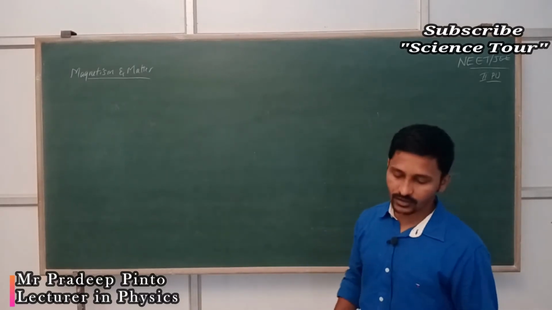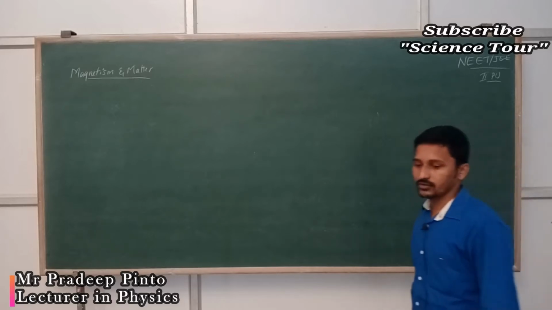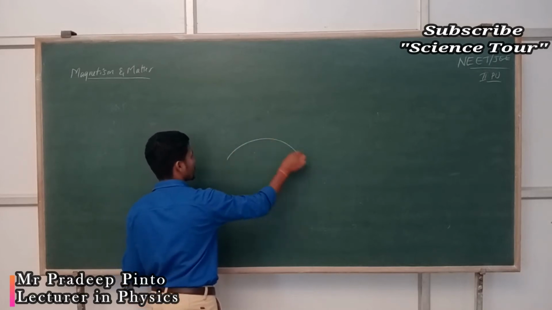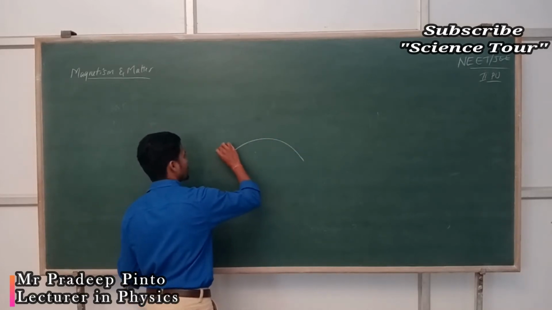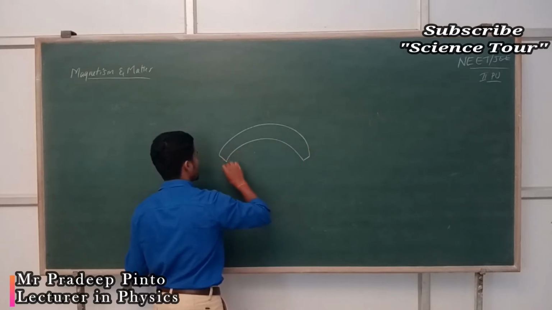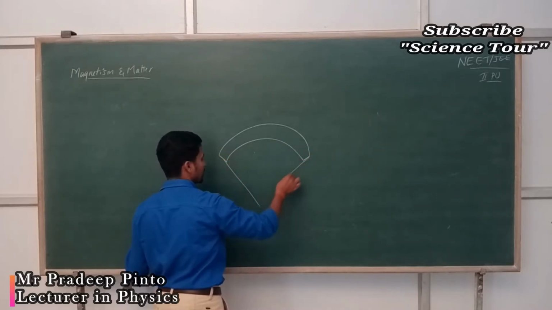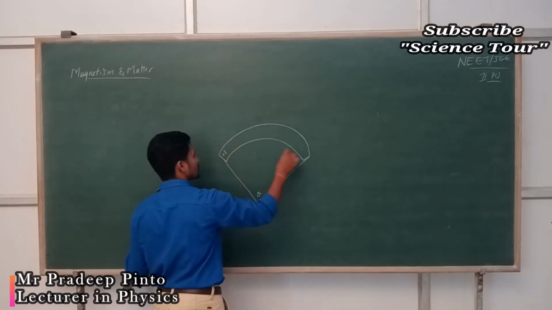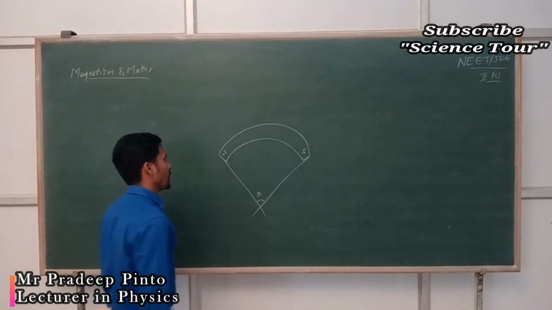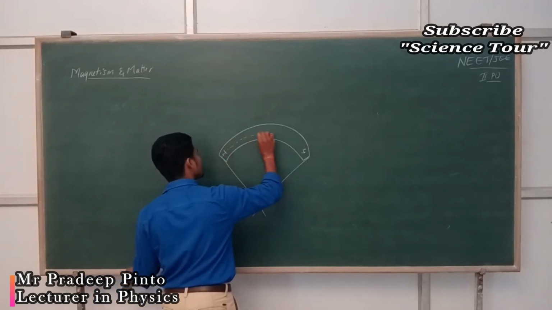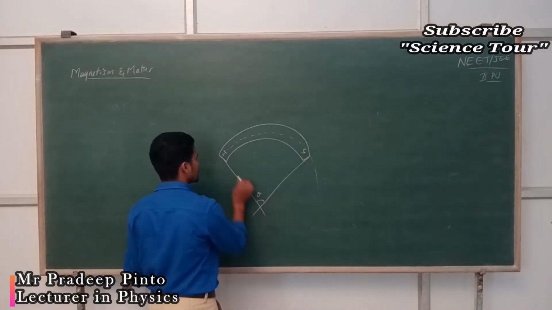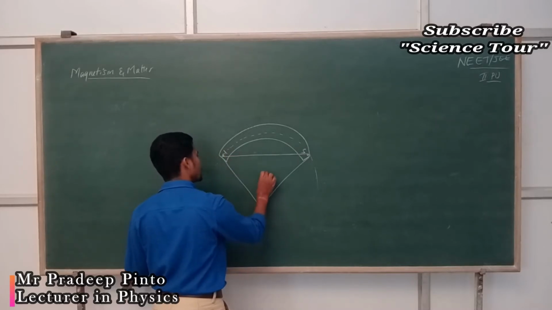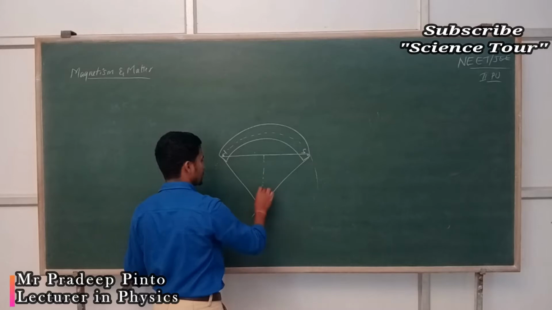Now say for example a bar magnet is bent into an arc of a circle subtending an angle theta. This is north and this is south, like this. This is theta, and I want to find out this length, to find the magnetic moment of this arrangement.